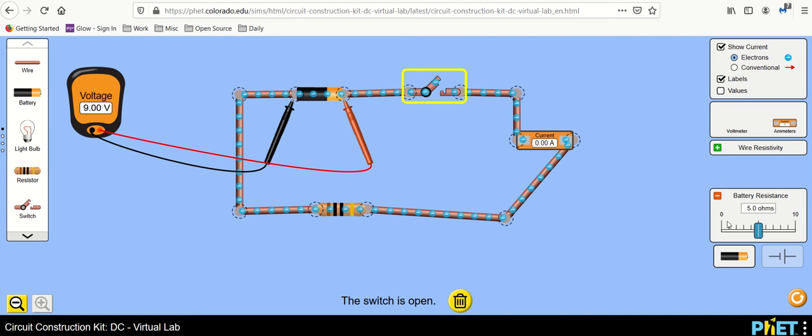So just to show you, I've set the internal resistance to be 5 ohms and we're measuring the EMF just now because the switch is open, so there's no current flowing, and you can see that because the ammeter is reading 0.